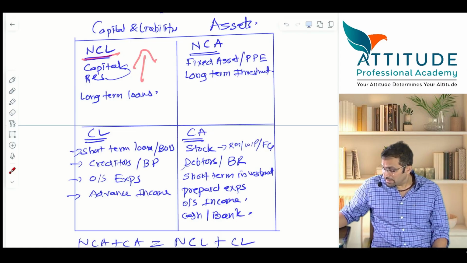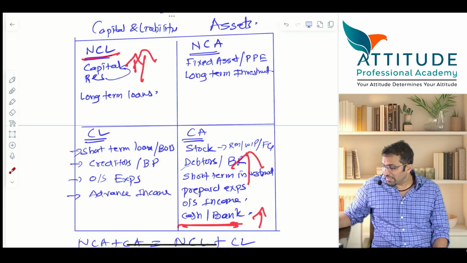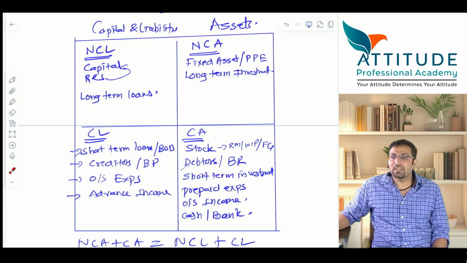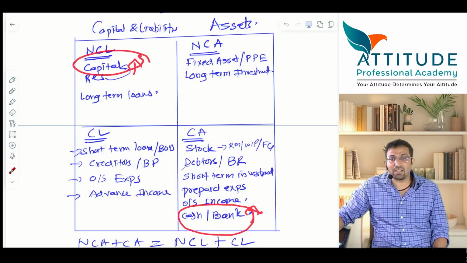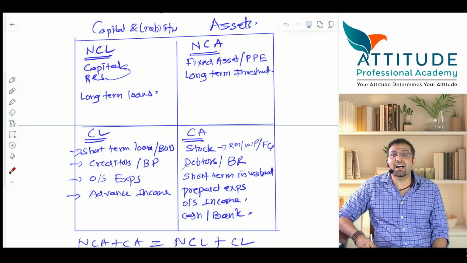Then CA also increases. CA means cash, no? So cash is increasing and capital is also increasing. Balance sheet tallies or no? Here, capital increases, asset increases. And journal entry, tell me: cash account debit, capital account credit. Is that clear?